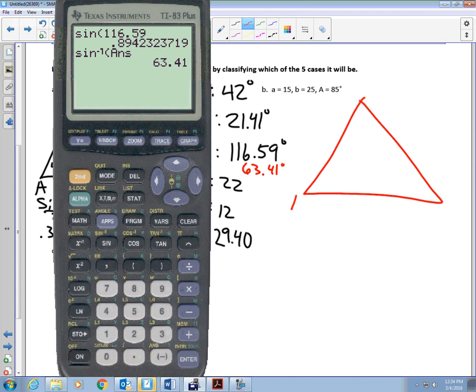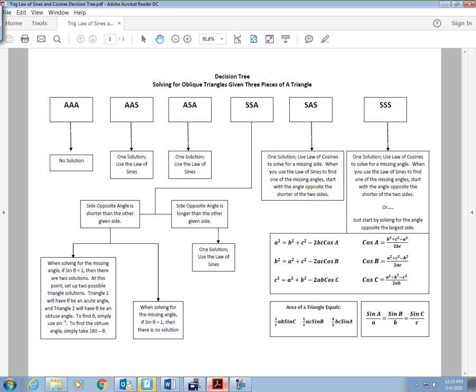Let's look at the difference here. Here we have angle A, angle B, and angle C. Side A is 15, side B is 25, and angle A is 85 degrees. Which of the 6 scenarios is this? Side angle. So I go down to this piece here, and I ask myself, is the side opposite the angle longer, or is the side opposite the angle shorter? It is shorter. Oh no. Now I have one of these two options.